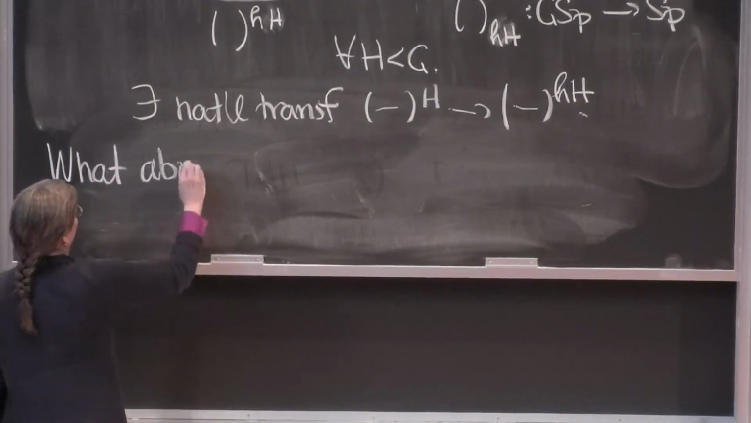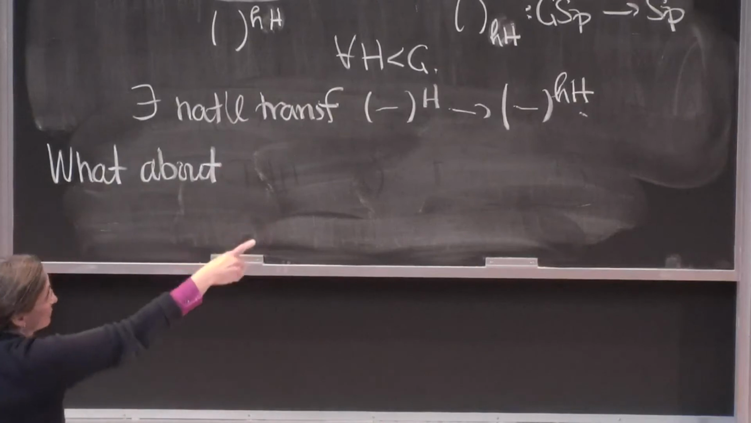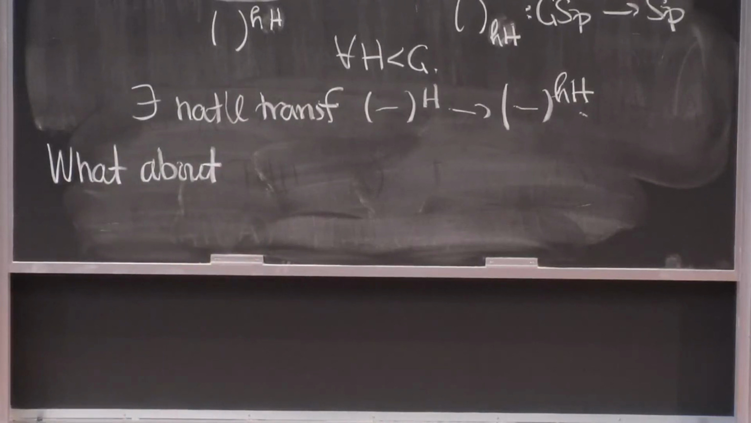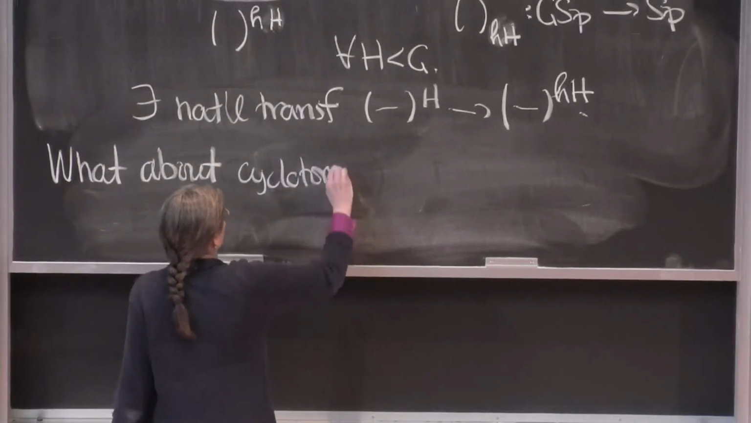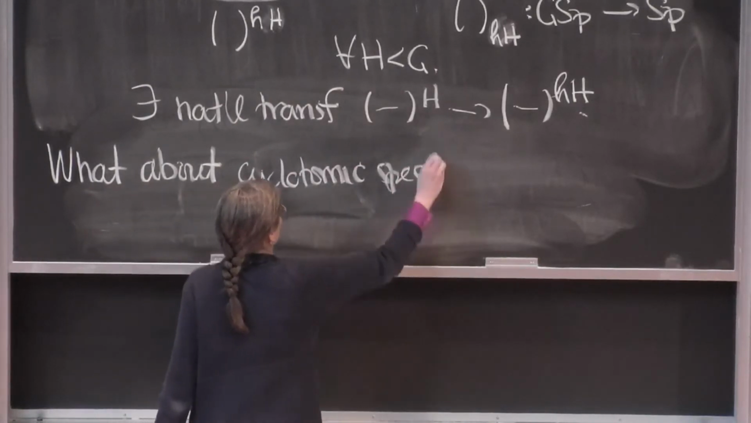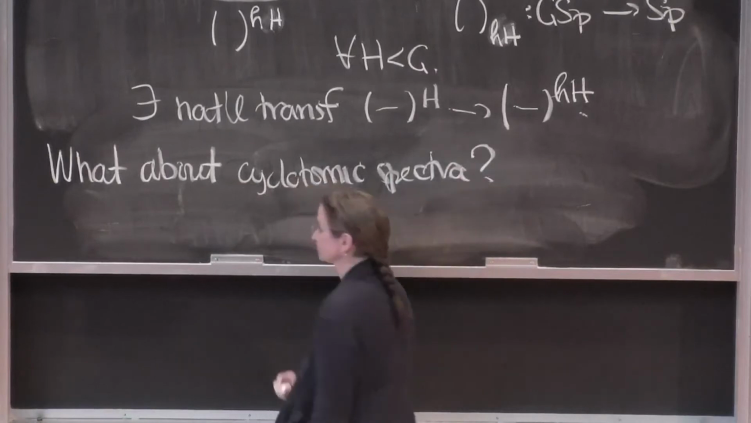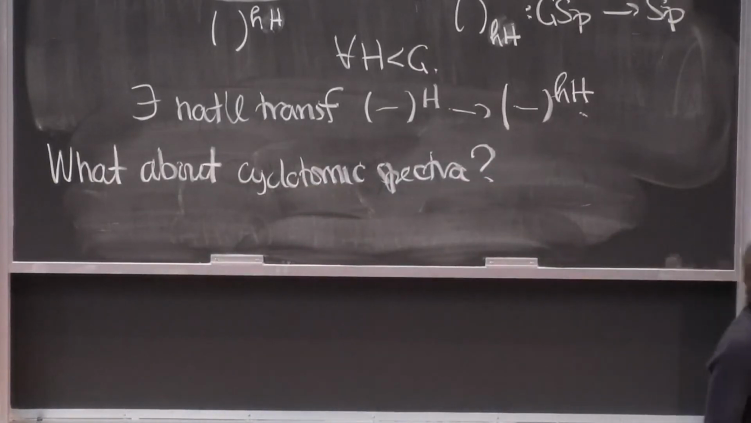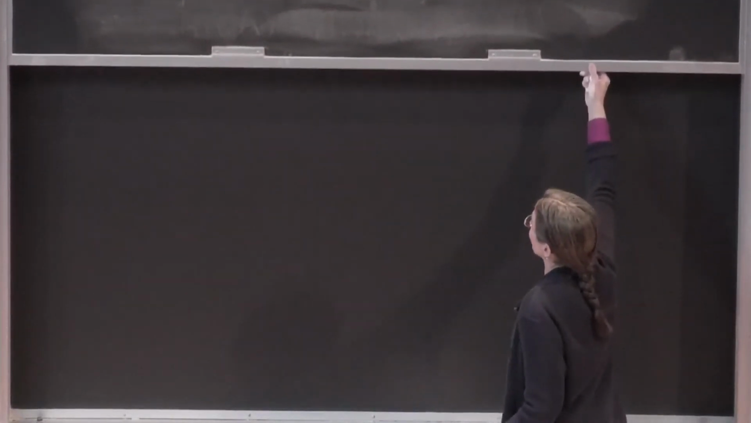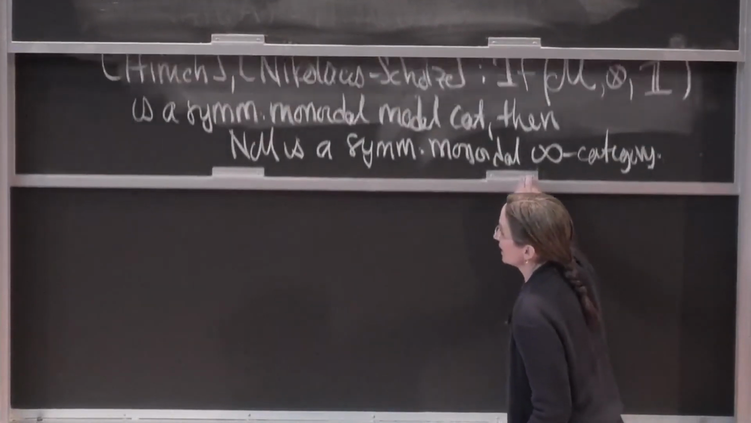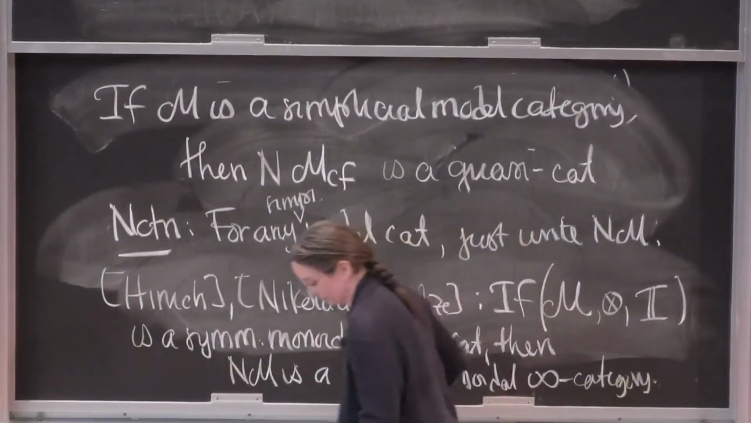So here I've talked about analogs of these different categories of equivariant spectra. Now what about cyclotomic spectra? You can say, well, let's just take the underlying infinity category of the category of cyclotomic spectra. In the end, we'll end up doing something like that. But we'd like to have a clearer idea of what we actually get that way. So we're going to construct it by hand.